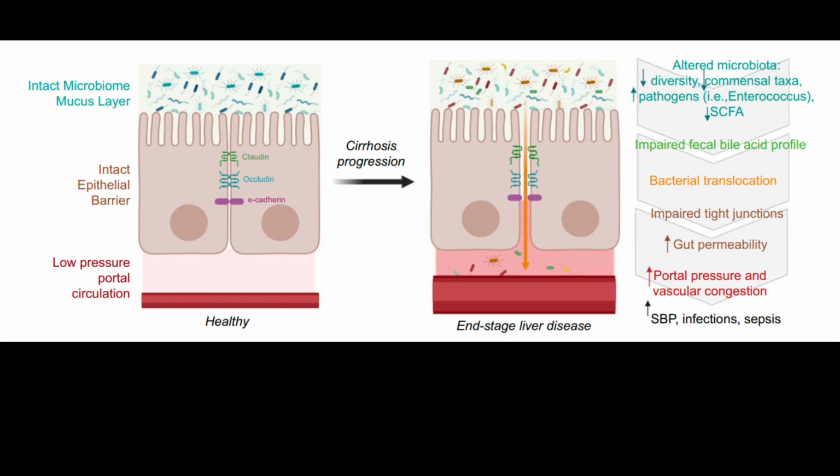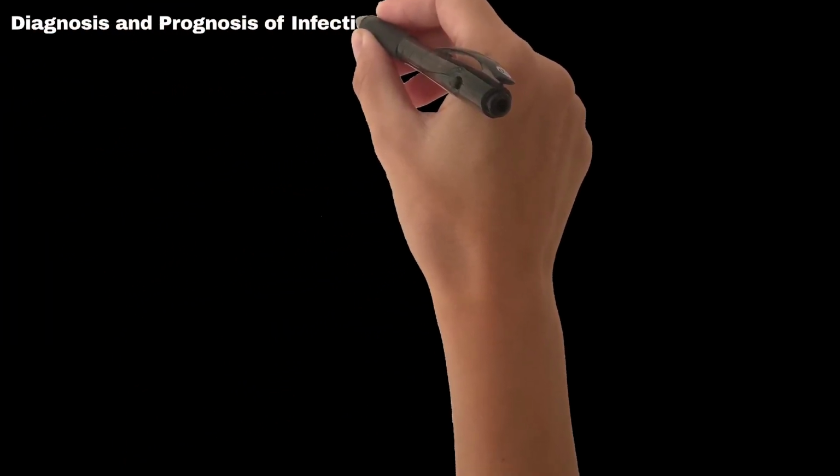Patients experience conditions like spontaneous bacterial peritonitis, SBP, infections, and sepsis due to impaired gut defenses and bacterial translocation. This visual underscores the critical role of the gut barrier and microbiome in preventing infections in cirrhotic patients, with their impairment significantly increasing the risk of bacterial infections. Diagnosis and prognosis of infections in cirrhosis.